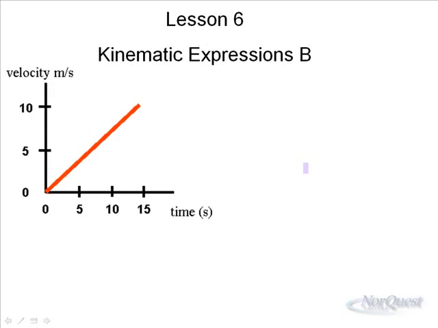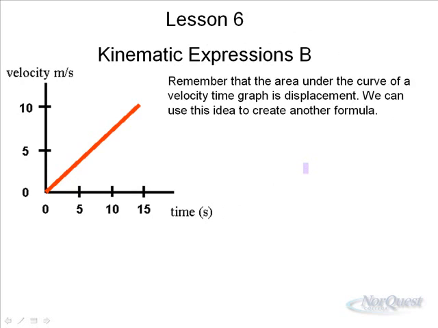And we have a velocity time graph here. Remember, the slope of a velocity time graph is what? The slope of a velocity time graph is the acceleration. What about the area under the curve? The area under the curve of a velocity time graph is displacement. And we can use this idea to create another formula, and that formula is based on the area under the curve.